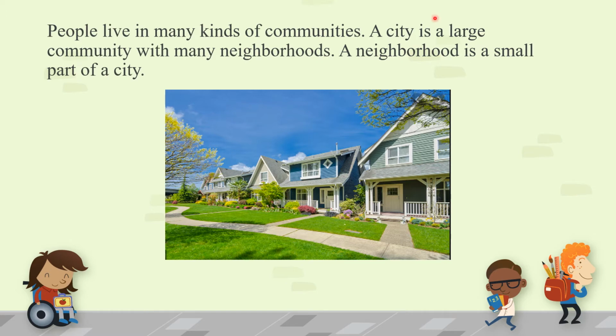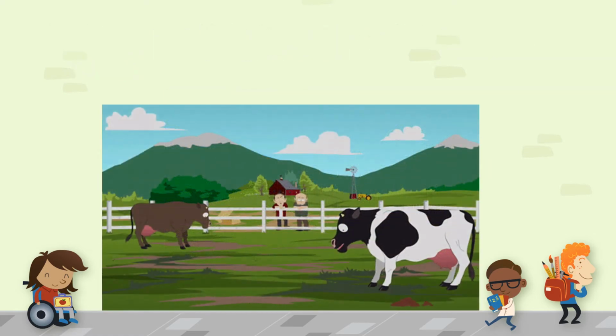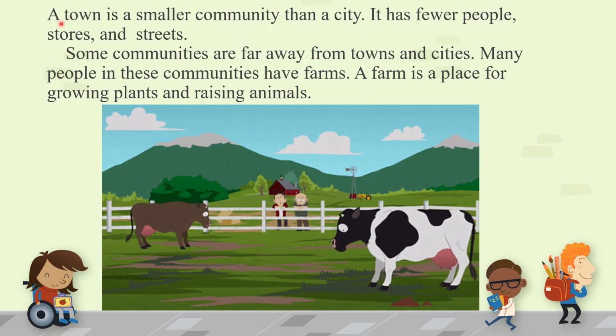People live in many kinds of communities. A city is a large community with many neighborhoods. A neighborhood is a small part of a city. A town is a smaller community than a city. It has fewer people, stores, and streets.